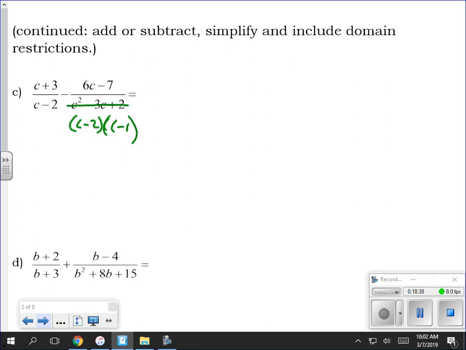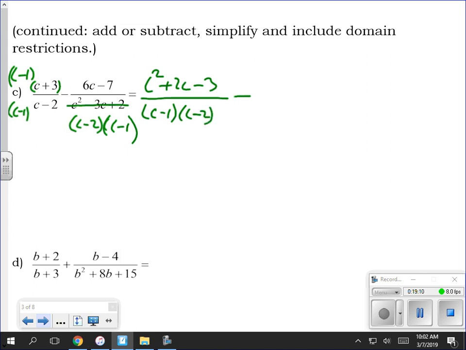C minus 1. So I have to multiply this by c minus 1 over c minus 1. Now, I have to do c minus 1 times c plus 3. Foil it out, do a little box, do it off to the side, whatever you need to do to multiply these two together. You get c squared plus 2c minus 3 all over c minus 1, c minus 2, and that's minus. What's in this first denominator that's not in my second one?